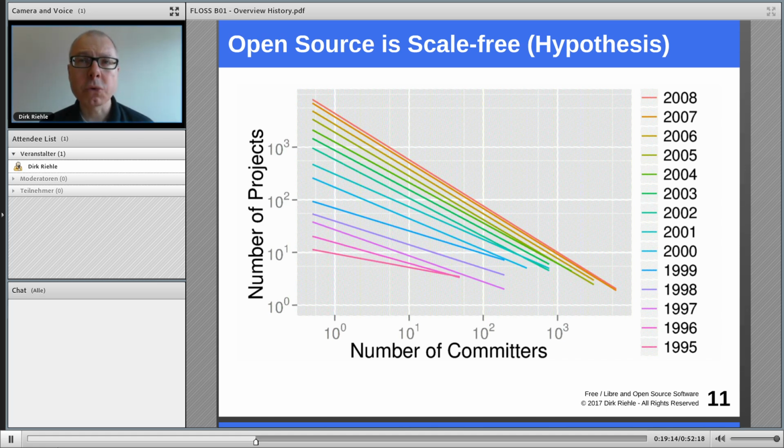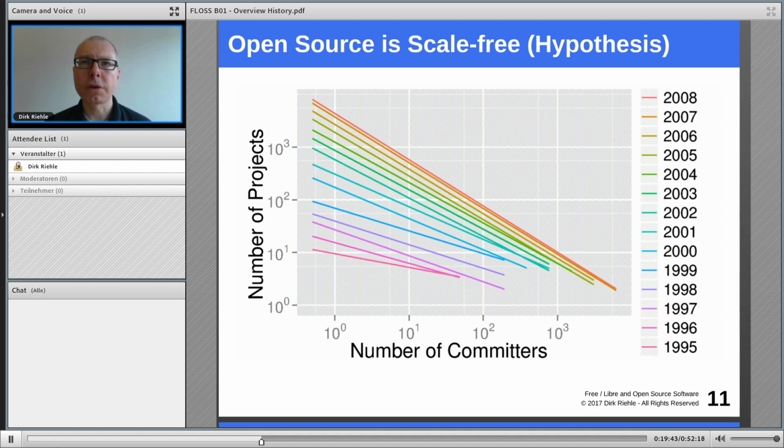At the same time, you can see how in 2008 there were about 4,000 to 5,000 projects of size 1 core developer in our database. And the interesting thing from a hypothesis perspective here is that there seems to be a steady, constant growth of open source.